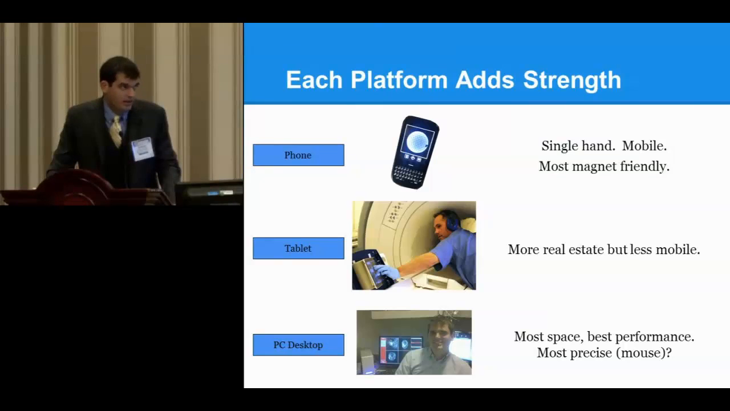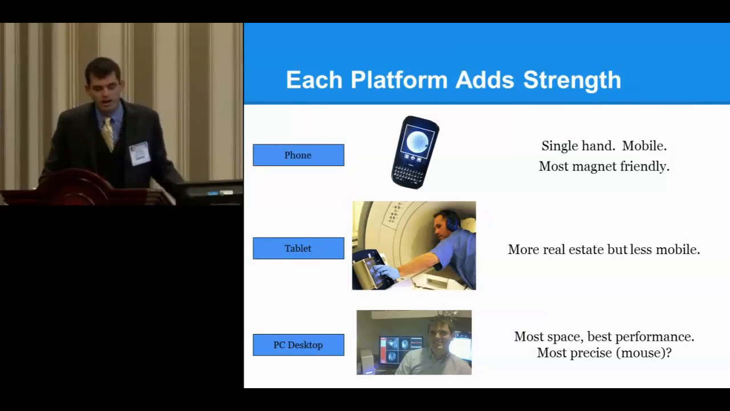And then finally, when we need a lot of space, a lot of performance, and probably the most precise, I would say using a mouse for defining treatment zones, that can be outside the control room, or outside the scanner room and, say, in a control room.